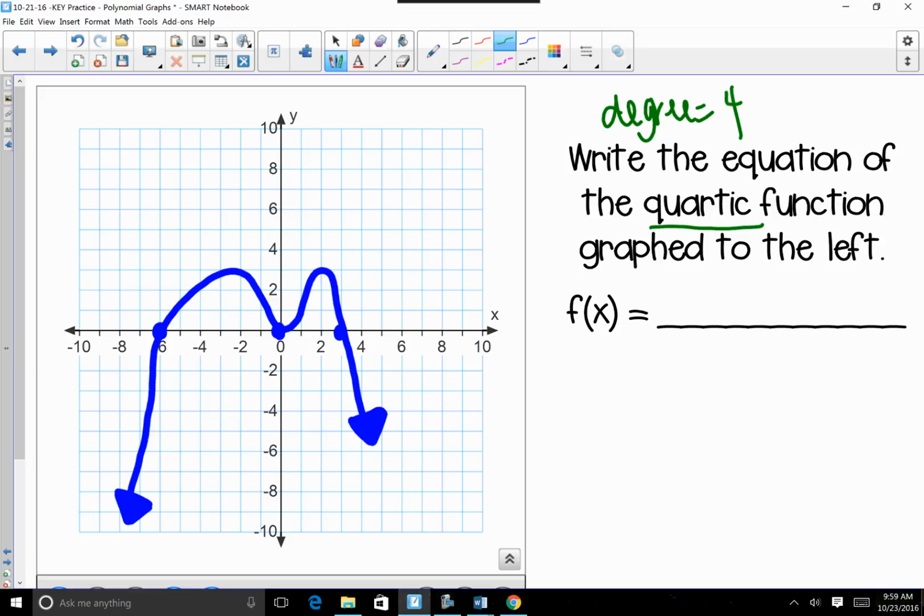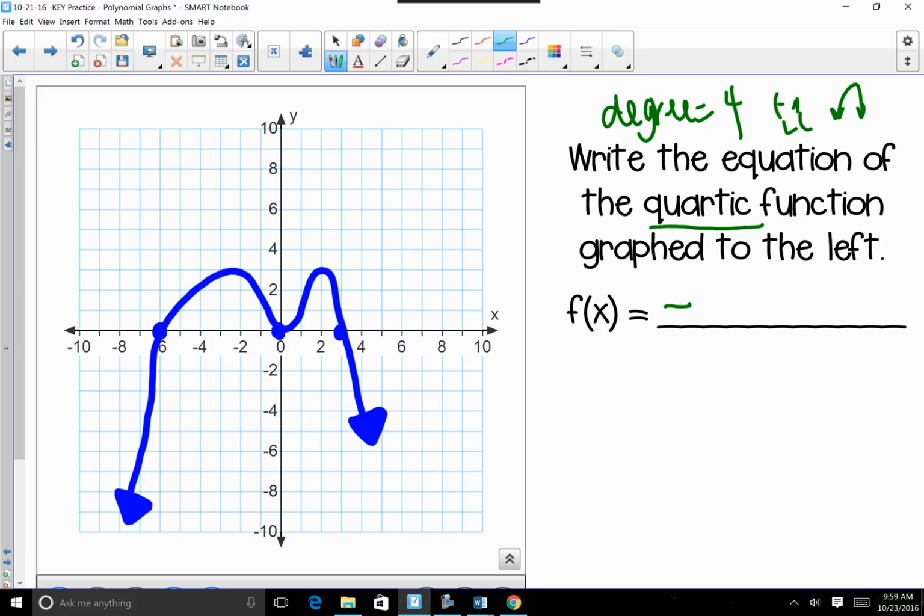You can also notice something about this graph. Look at the end behaviors. It's down on the left and it's down on the right. So it looks something like this, right? Isn't this an even degree with a negative leading coefficient? So I could say, no matter what those factors are, something in the front is going to have to be negative, because this is an even degree and it's got an x-axis reflection.